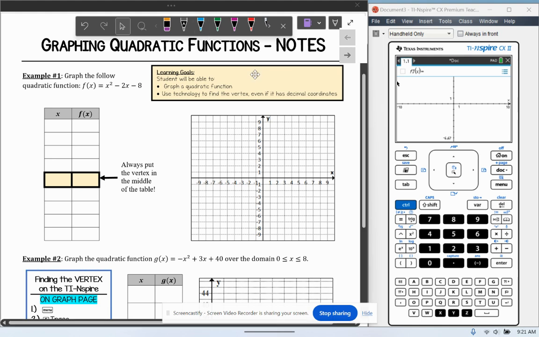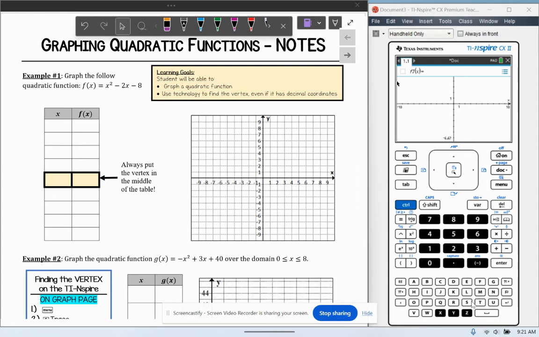Example number 1 wants us to graph this function f of x. So we are going to graph on our calculator x squared minus 2x minus 8. And when we do that, you are going to see a beautiful quadratic U function. If you want to look down below, we can change that to maybe like -10 so we can see the bottom. We can see that turning point right there. When we aren't graphing over a domain, it's always nice to put the vertex in the middle of the table.